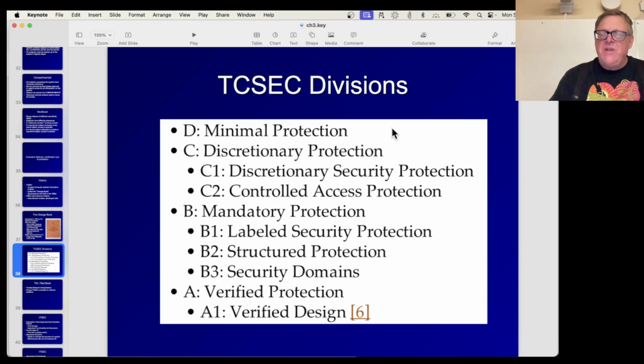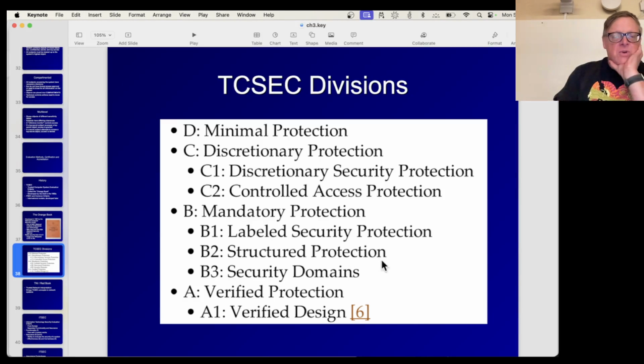So D is minimal protection, where you don't really have much of a formal process at all. And C is discretionary control. This discretionary access control is what you have on a home machine. You have a machine, you log in, and you can decide to share your files with other people or not to share them at your discretion. And you can also choose to keep them private. It's up to you. You're the owner of the machine, the owner of the data, and you can decide at your discretion what to share.